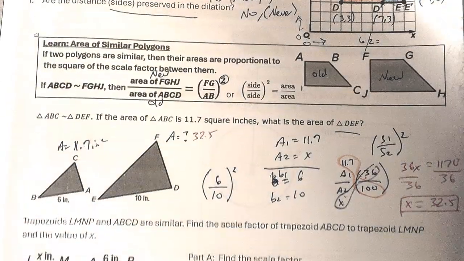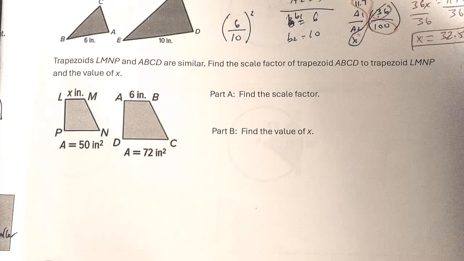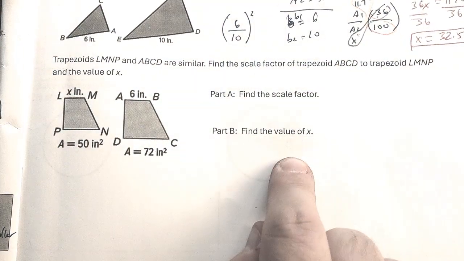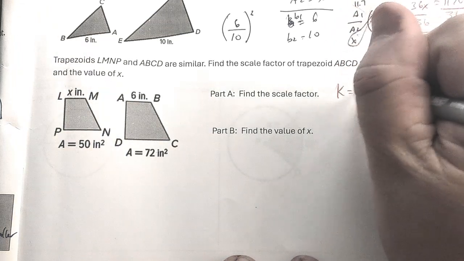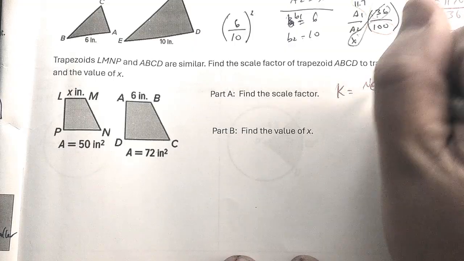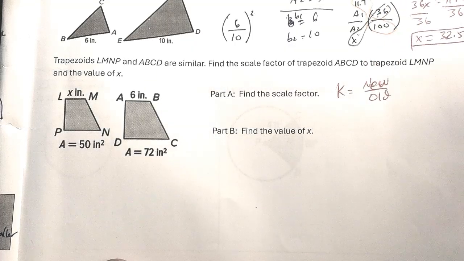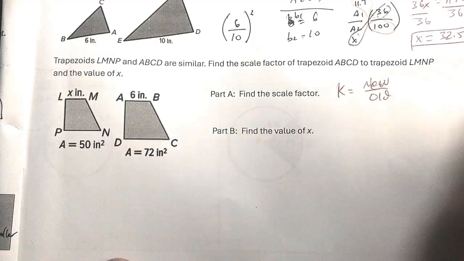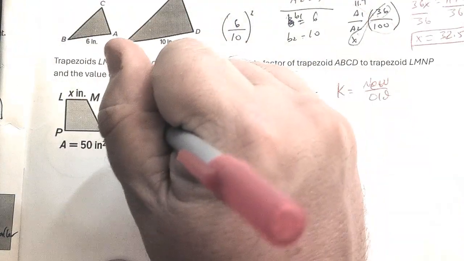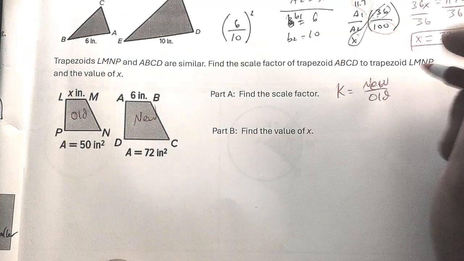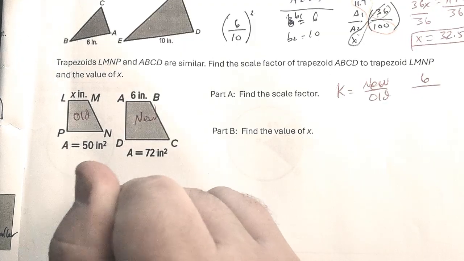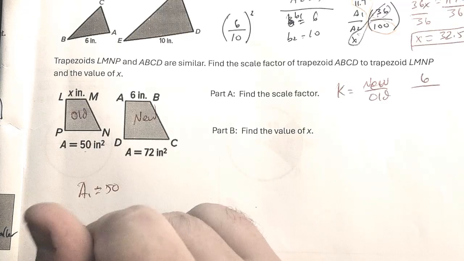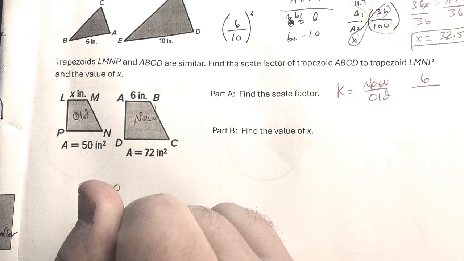Okay, flipping down here, we got trapezoids. We're going to find the scale factor and find the value of x. So scale factor, k, is new over old. So new over old. So we have the 6 here. We don't know what this is yet, so we're going to wait. We're going to take area 1. That's 50. That's this guy, because that's the old. That's the new 72.